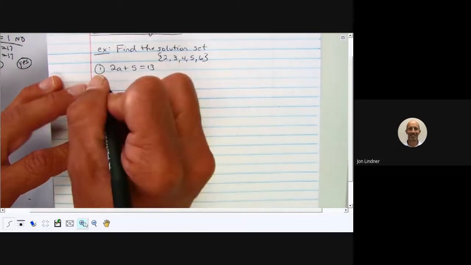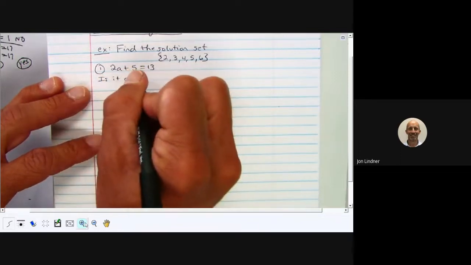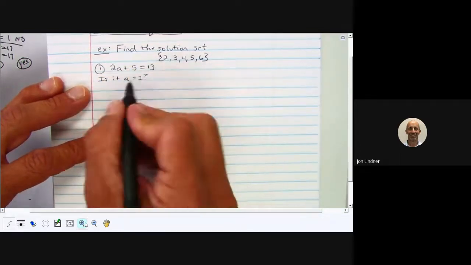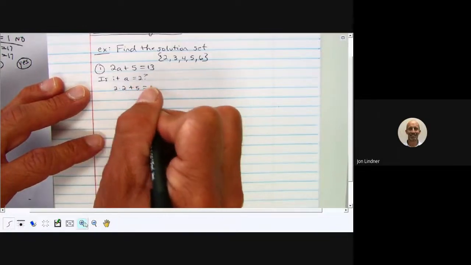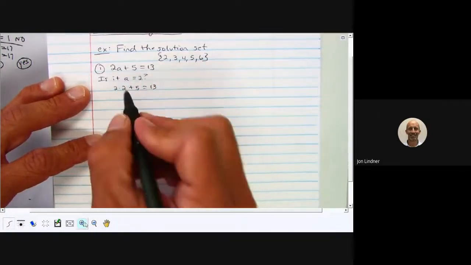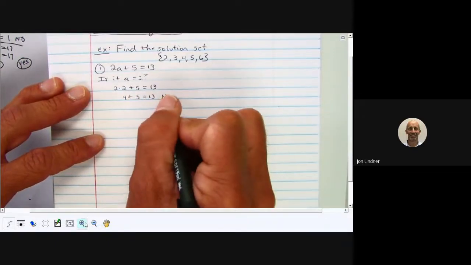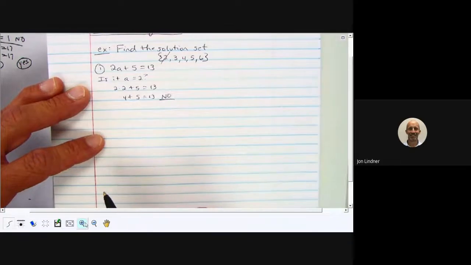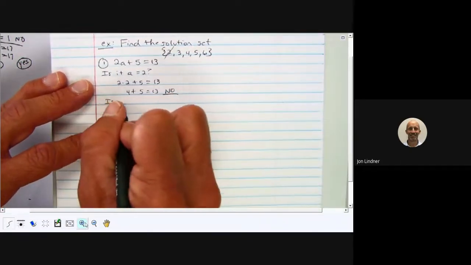So I just like to ask this question: is it a equals 2? If it's 2, then 2 times 2 plus 5 would equal 13. Well, I think you can see that that's not true. So 2 is not our choice. And I think you can probably tell which possibility it is.